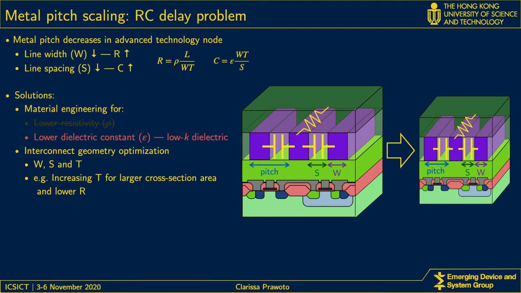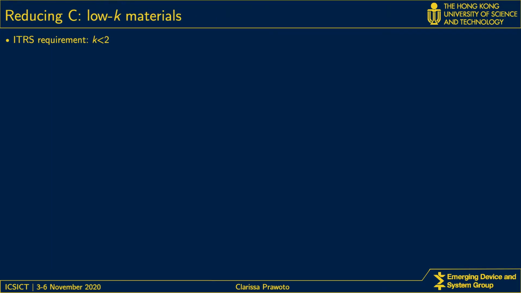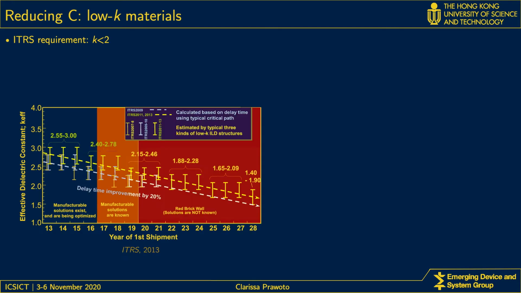Let's now first evaluate the first method, that is dielectric material engineering for lower capacitance. Low-K materials have been incorporated into the technology scaling scheme, as shown by the trend predicted by ITRS. It shows the need for K reduction to below 2 in future technology nodes.